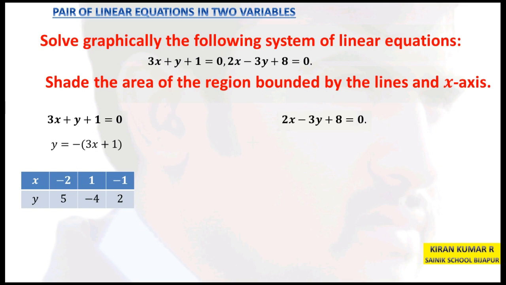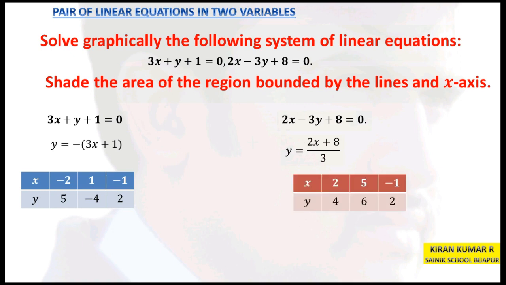For the second equation, 2x minus 3y plus 8 equal to 0, y value will be (2x plus 8) upon 3. The x and y coordinates: when the value of x is 2, the value of y becomes 4. For x equal to 5, y becomes 6. For x equal to minus 1, y becomes 2. Now with this information, we have to plot the graph.